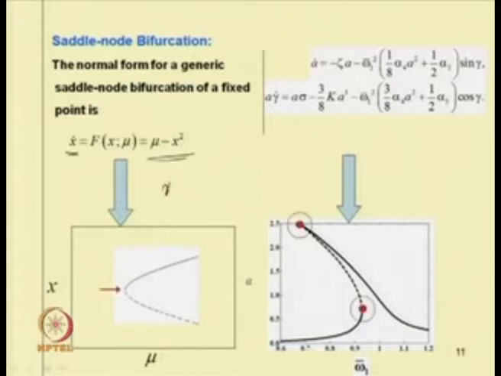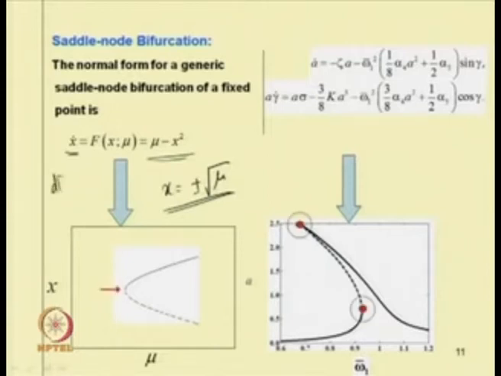So, x will be equal to plus minus root mu, and if one finds the eigenvalue in this case, the eigenvalue can be obtained by differentiating this equation, that is, by differentiating, one can find df by dx.